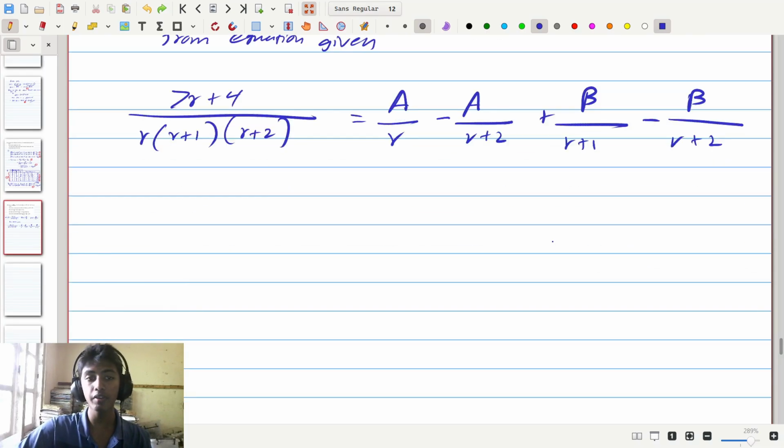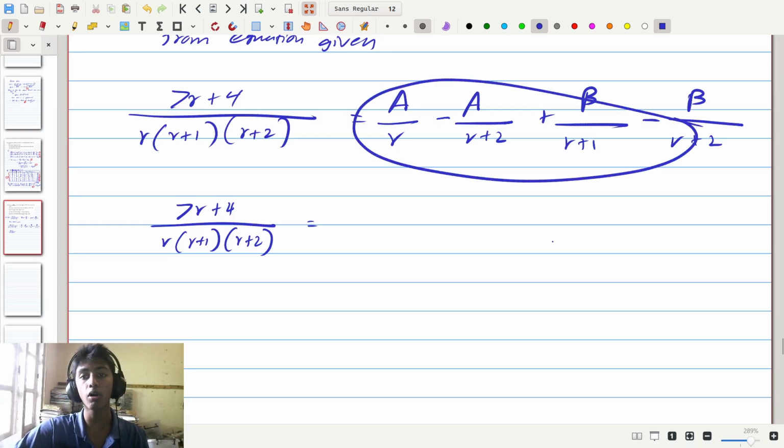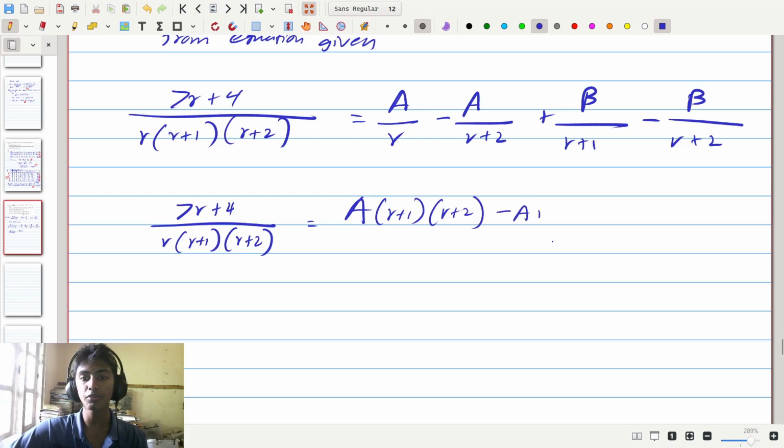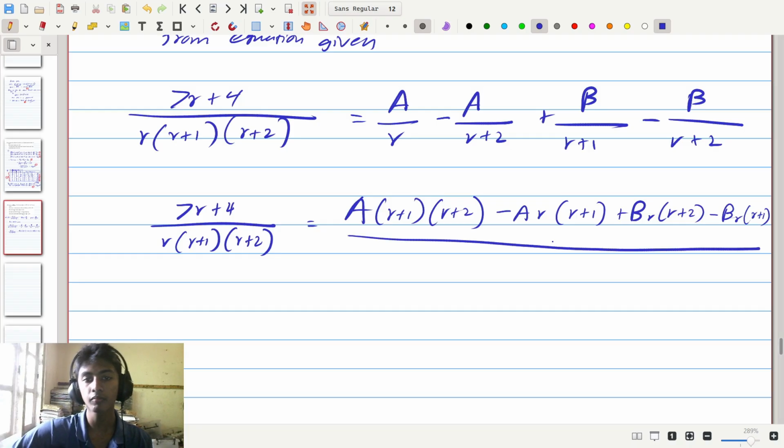Now if we simplify this down, we can see on the left hand side, we have 7R plus 4 divided by R times R plus 1 times R plus 2, and on the right side, if we simplify all of this by taking common denominator of R times R plus 1 times R plus 2, we can see that we get A times R plus 1 times R plus 2, we get minus A times R plus 1, we get plus B times R plus 2, and finally we get minus B times R plus 1, all divided by R times R plus 1 times R plus 2.